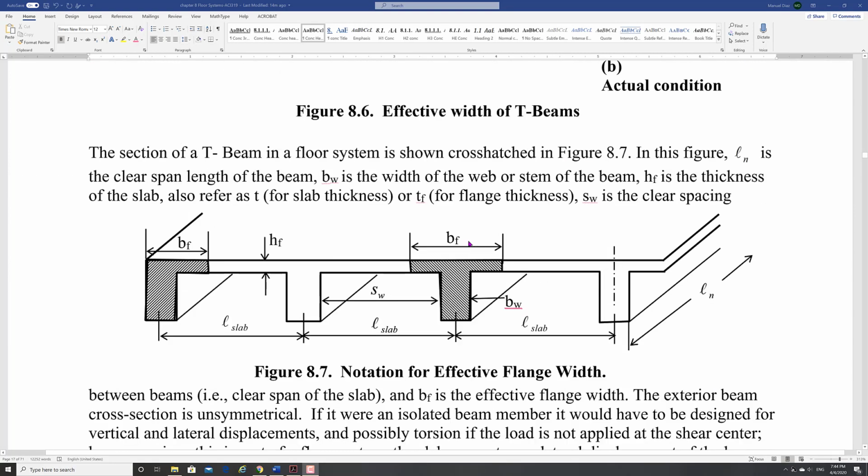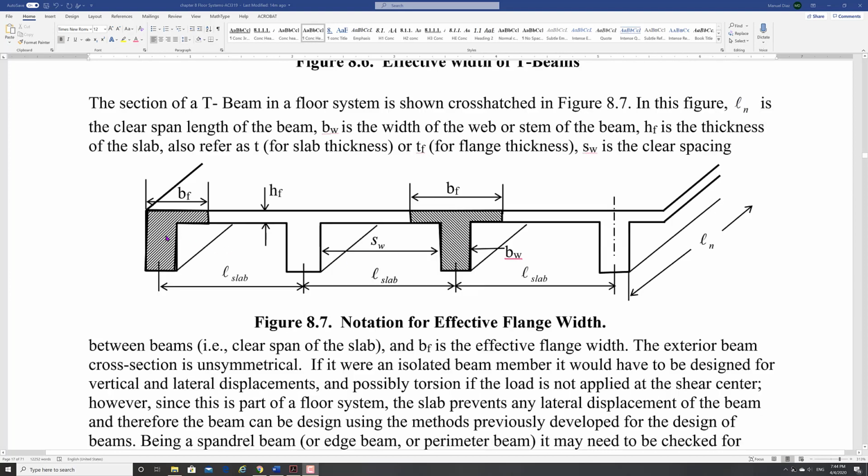All right, so what do we have in terms of notation? There is a flange width. There is the thickness of the slab, h_f. There is the clear spacing between the beams. There is the width of the beam. There is the center-to-center span length of the slab, and then there is the span length of the beams. So these are clear spacing, face to face. That's important to know. l_n is also clear spacing. l of the slab is center to center.